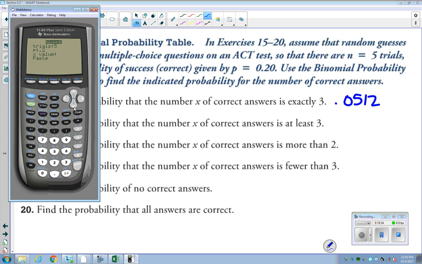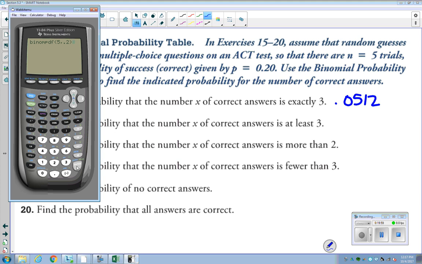Those of you on the 83, so now you'll have punched in second, distribution, binomial probability distribution, then parenthesis, you'll have your 5, comma, 0.2, and you're going to type in your ending parenthesis. Okay? On the 84, I'm just going to come down to paste and hit enter and stop right there.